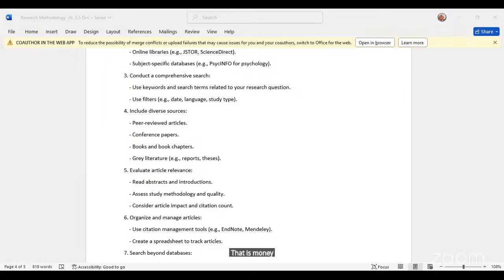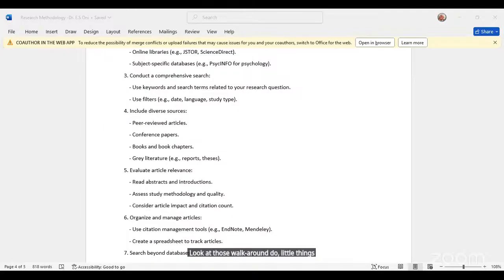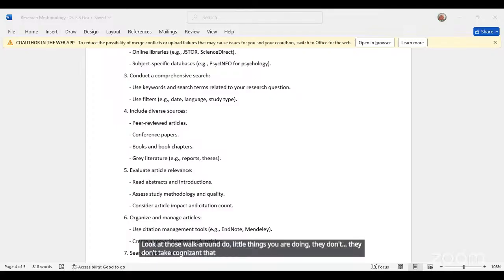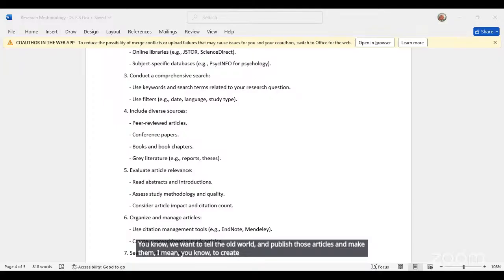For us lecturers, I need to publish an article, a lot of works. Look at those works around you, little things you are doing. You don't take cognizance that people don't know about your community, where you are serving. They are project work. We need to tell the whole world and publish those articles, to create awareness about the place where you are working and the challenges you are facing there. So it's a lot of projects.